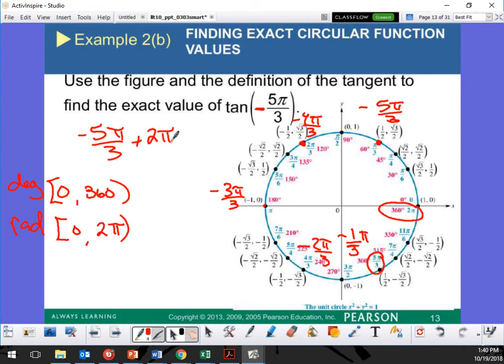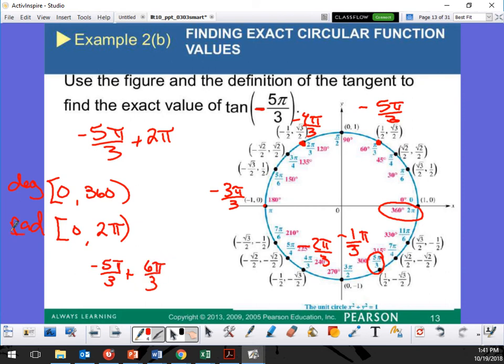I'm adding 2 pi, so it should be negative 5 pi over 3 plus. Now, I like having my fractions already have the common denominator. What would the common denominator here be? Three. So I'm going to rewrite this with the common denominator.